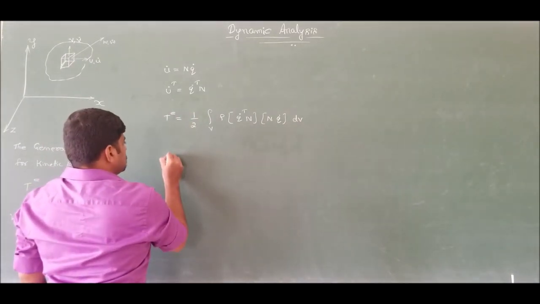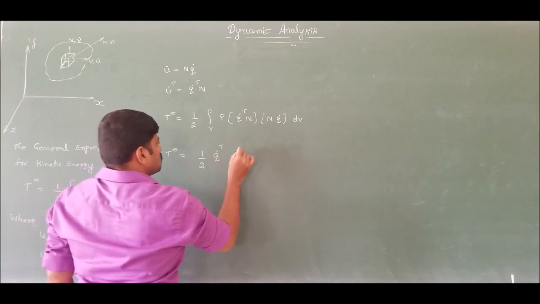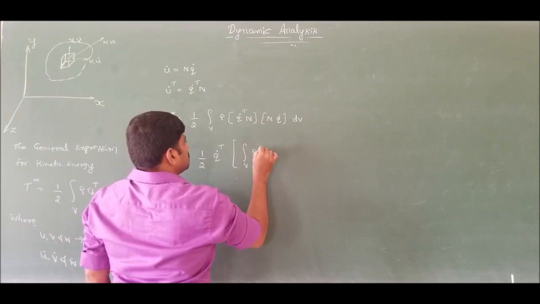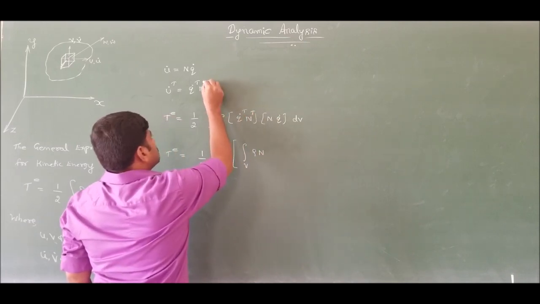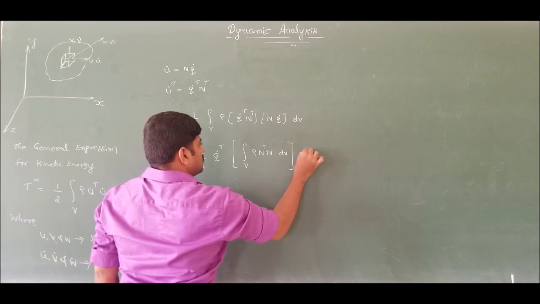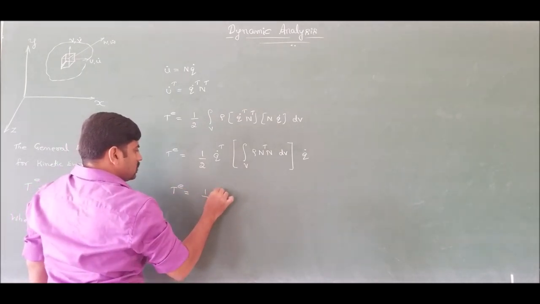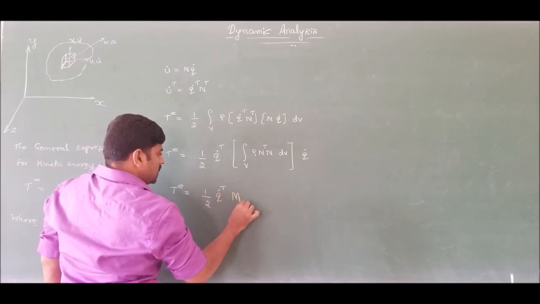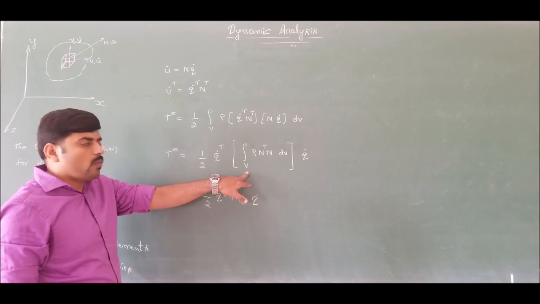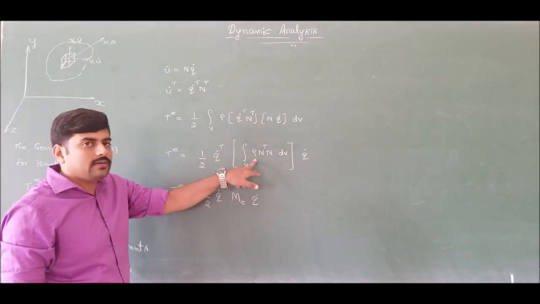Now, rearranging the terms in the standard form, the kinetic energy of any element is equal to half q dot transpose times the volume integral of density times the shape function transpose times the shape function integrated with respect to volume times the q dot. So the standard form is: kinetic energy of any element is equal to half nodal velocity matrix transpose times the mass matrix of that element times the q dot. So the mass matrix of any element is given by the volume integral of density of that element times the transpose of the shape function multiplied by the shape function matrix, which are all integrated with respect to volume.